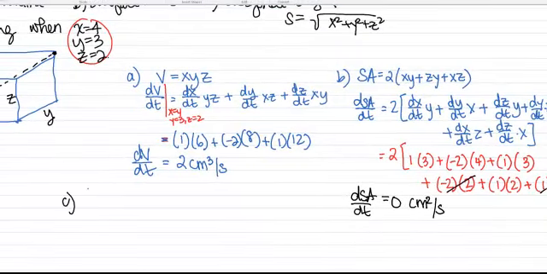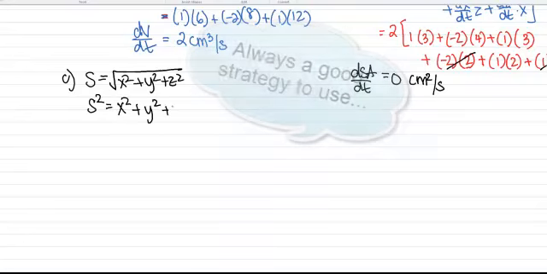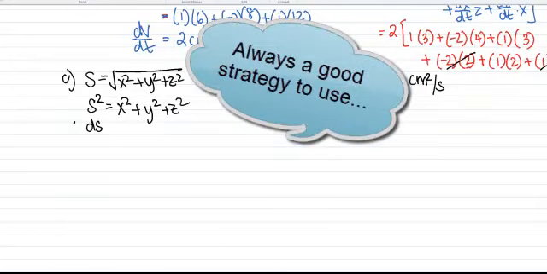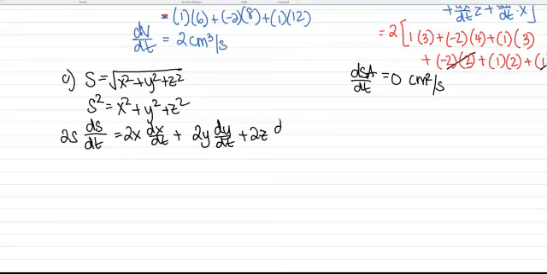So that is the diagonal. S equals the square root of x squared plus y squared plus z squared. And I'm going to implement a strategy similar to what I did on the last problem. I'm going to square everything because I don't want to have to take the derivative with that square root in there and have to deal with the power rule. So 2s ds/dt equals 2x dx/dt plus 2y dy/dt plus 2z dz/dt.